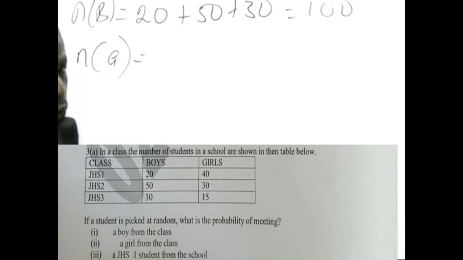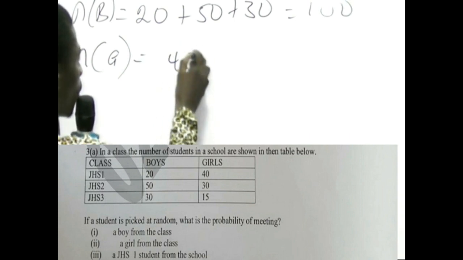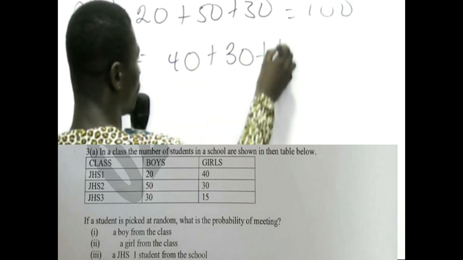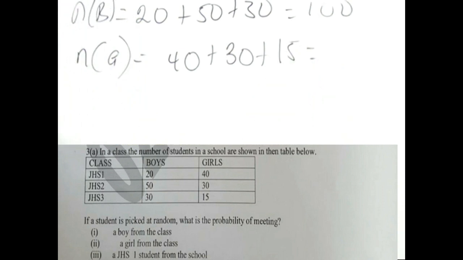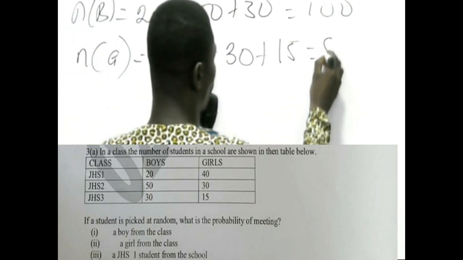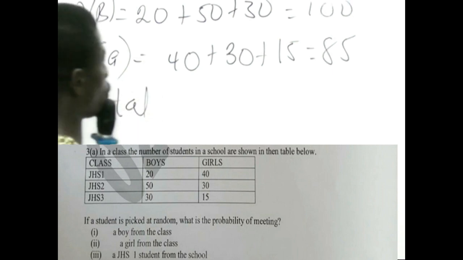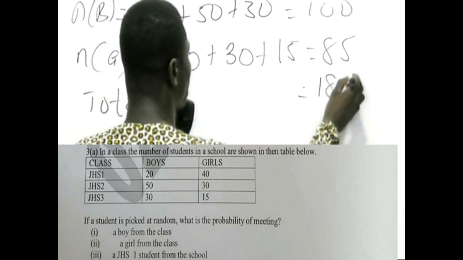And our number of girls too will be 40 plus 30 plus 15. And that is also going to give me 85. Now, I'm going to find the total number of boys and girls. So, total. If I add the two, I'm going to get 185.